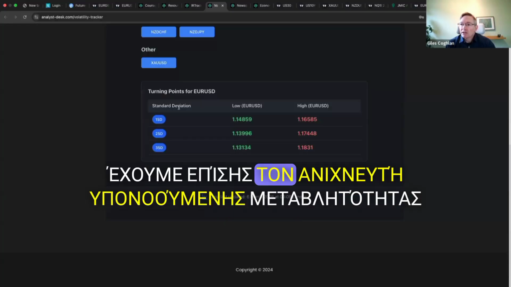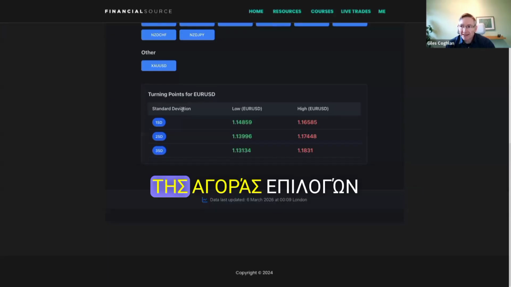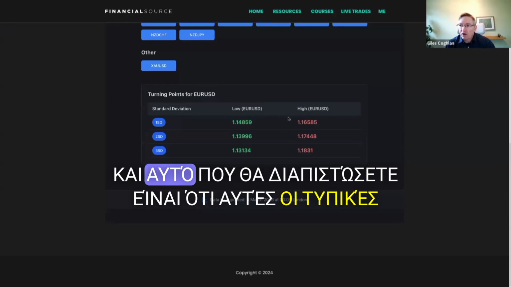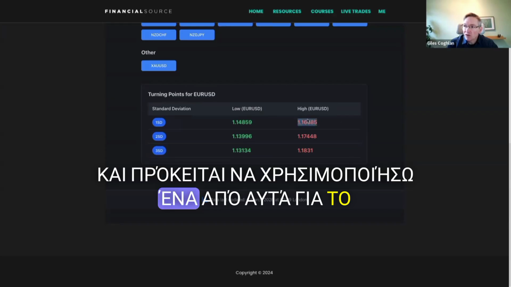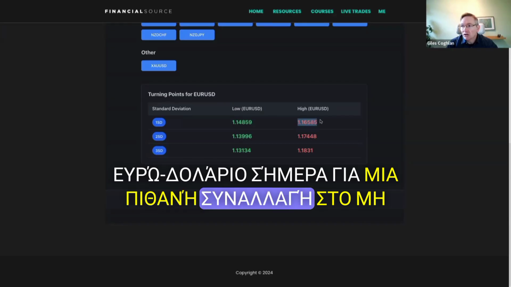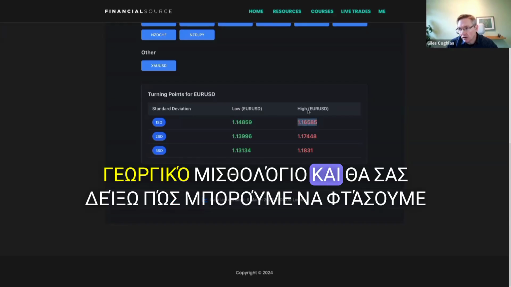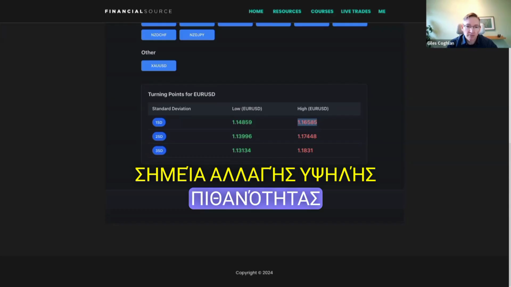We also have the implied volatility tracker. These are natural turning points based on options market data. And what you will find is that these standard deviations become major turning points. And I'm going to use one of these for the euro dollar today for a potential trade on the non-farm payroll. And I'm going to show you how we can look at getting stops down to sort of 4 or 5 points, okay, using these high probability turning points.